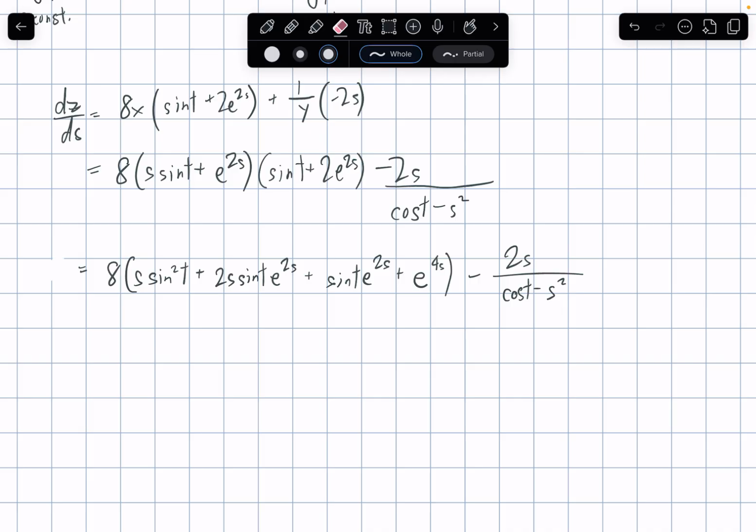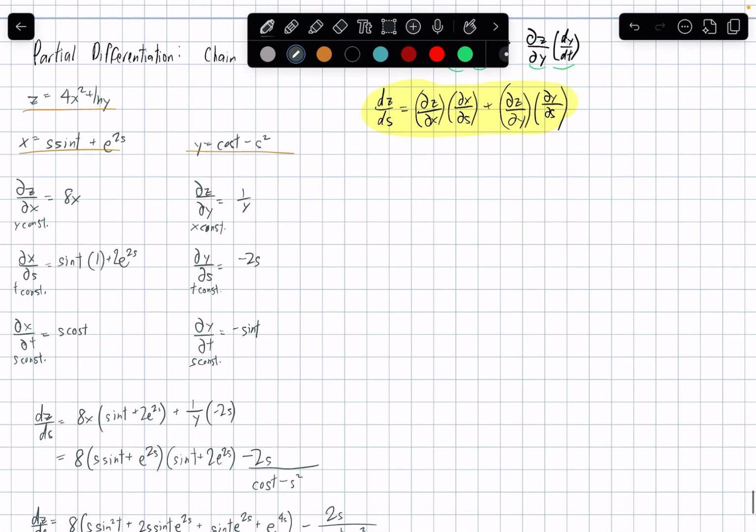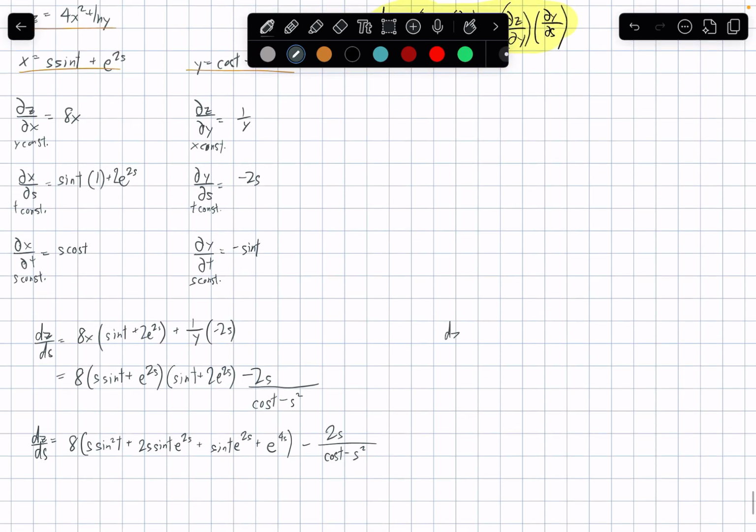Apparently dz over ds. So that's what we found for dz over ds. This time we look for dz over dt, and that's basically partial z over partial x times partial x over partial t plus partial z over partial y times partial y over partial t. Then substitute.